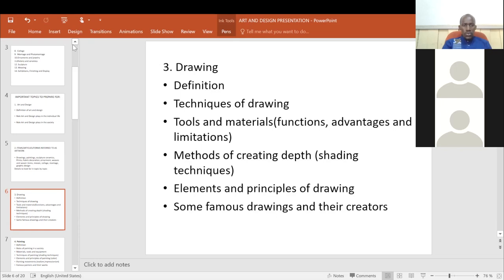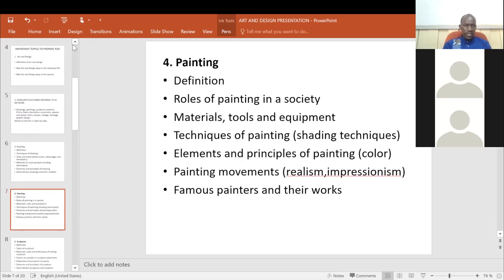We go to the next topic, that is painting. Again, just like in drawing, the first and foremost detail that the learners and the candidates must be able to relate to is the definition of painting. That is, the learners must be able to define what a painting is.